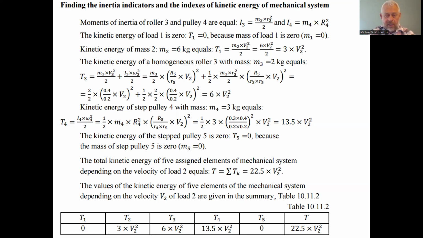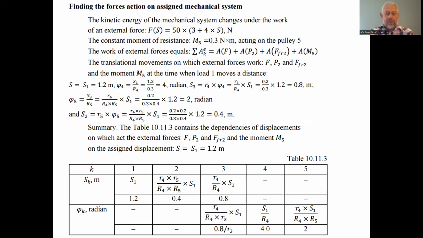Okay, we defined the kinetic energy of the whole mechanical system by the velocity of the second load, which we have to find. So the kinetic energy of the mechanical system changes under the work of the external force. We only have the force which moves this whole system. This is the assigned force 50 multiplied by, in brackets, 3 plus 4 S, as S is a coordinate of the motion along the inclined surface of the first load, which is a weightless load with mass equal to 0.